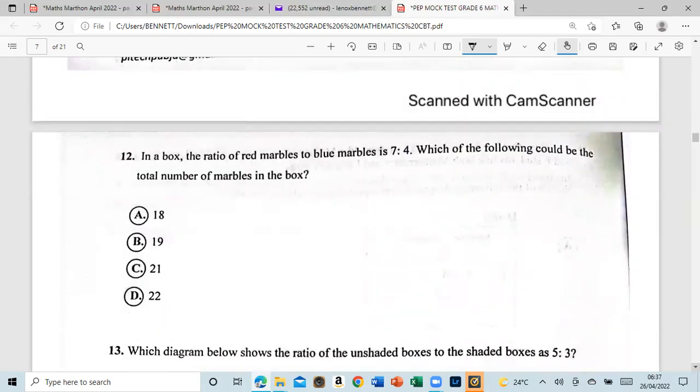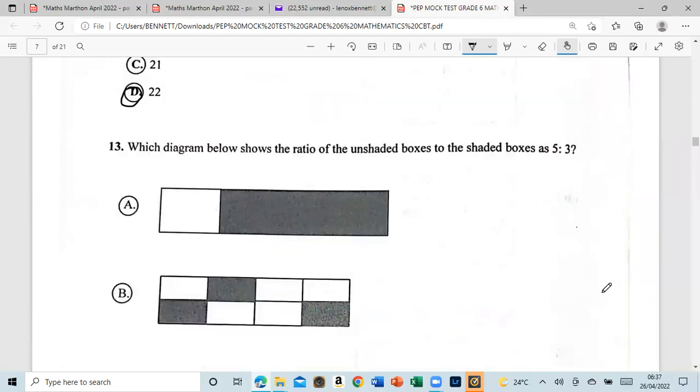All right. So it says now, in a box, the ratio of red marbles to blue marbles is 7 to 4. Which of the following could be the total number of marbles in the box? All right. So we are dealing with ratio. So let us see which of these are multiples of 11. And that could be 22. Very nice question.